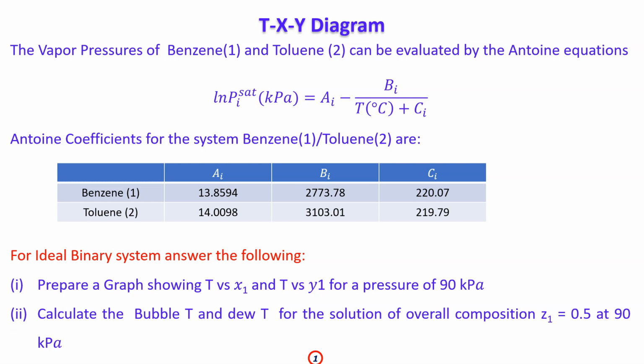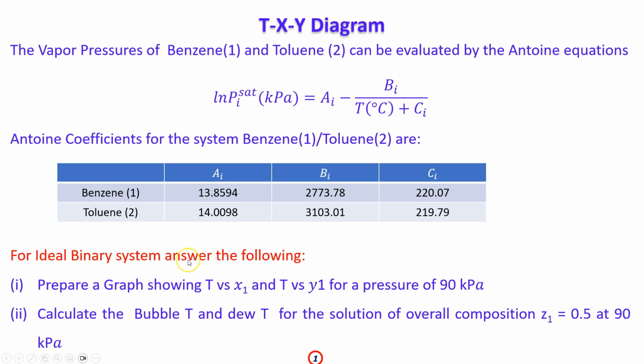Antoine coefficients for the system benzene 1 and toluene 2 are given. So in that table the Antoine constants are given. For an ideal binary system, answer the following. First, prepare the graph showing T versus x1 and T versus y1 for a pressure of 90 kilopascal. Here the pressure is constant, and we have to prepare the Tx and Ty graph, and calculate the bubble point temperature and dew point temperature for the solution of overall composition Z1, meaning the composition of component 1 in the solution is 0.5 at 90 kilopascal.